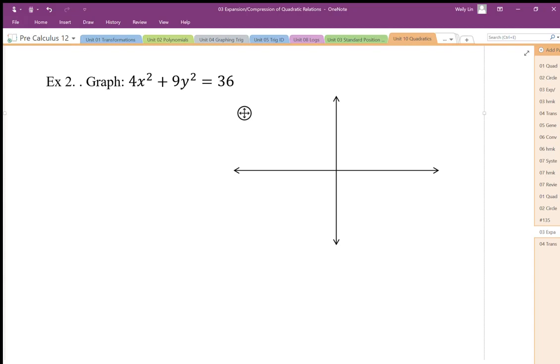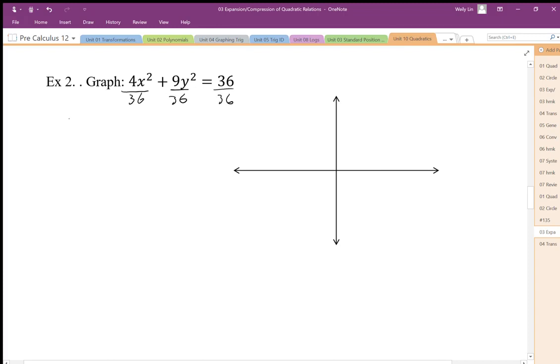If we want to graph this ellipse here, this is x squared plus y squared form, so this is an ellipse. It's hard to tell what the expansion and compression is until we make it equal to 1. So that's the first thing I'm going to do. I'm going to divide both sides by 36.